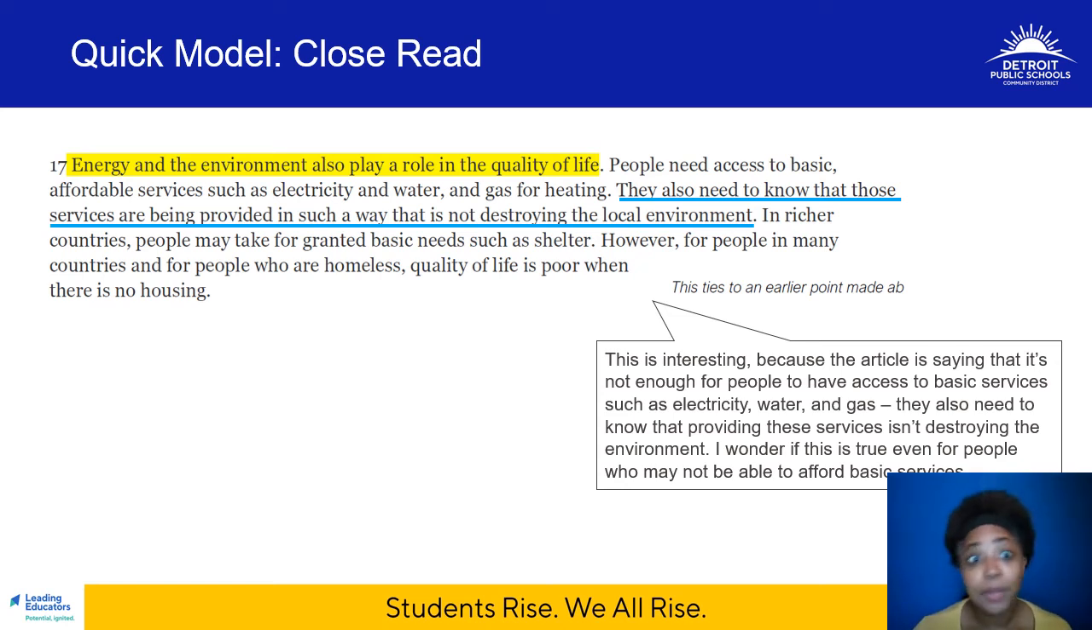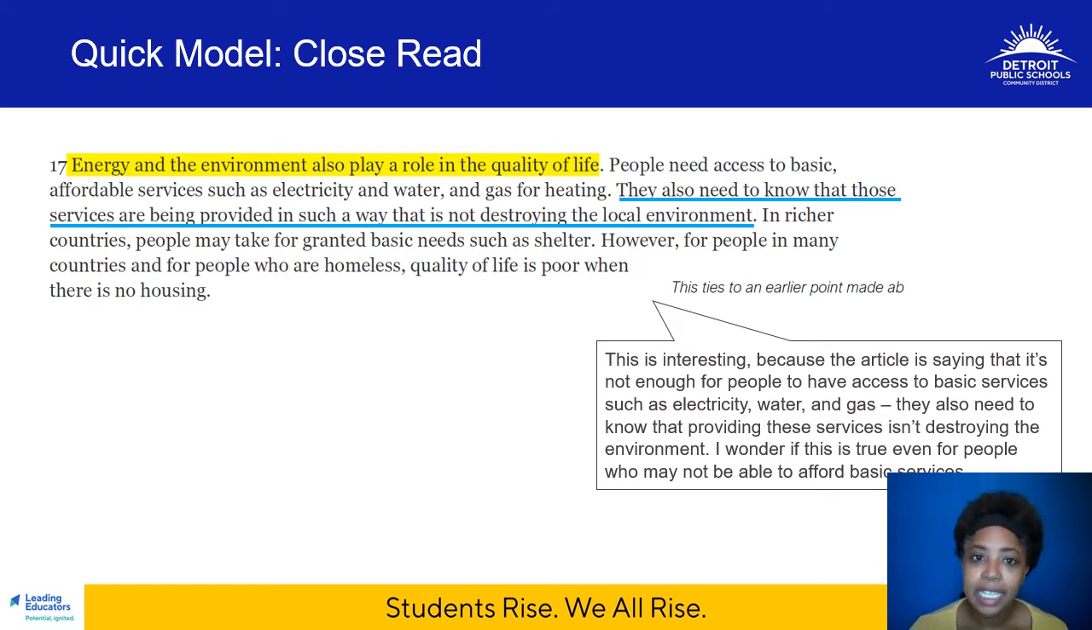And so in this case, I'm looking at paragraph 17. Energy and the environment also play a role in the quality of life. People need to access basic, affordable services such as electricity and water and gas for heating. They also need to know that those services are being provided in such a way that is not destroying the local environment. So that's the sentence I underlined because I thought that was kind of interesting.